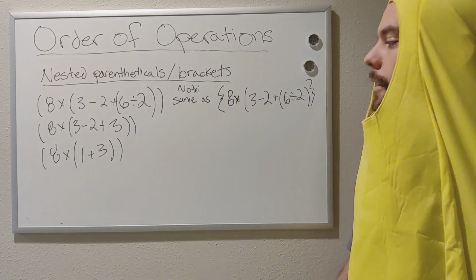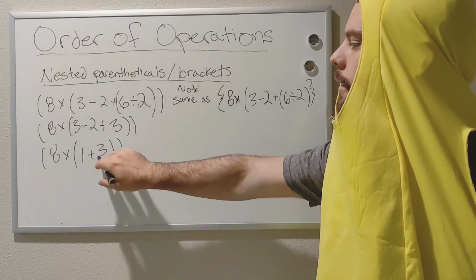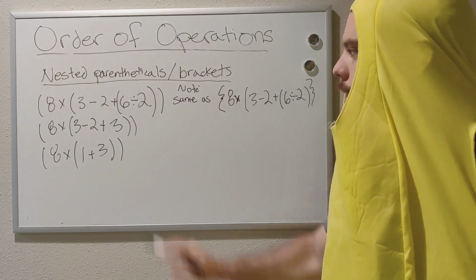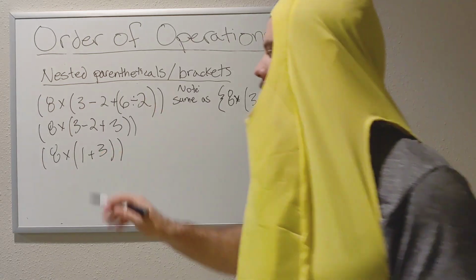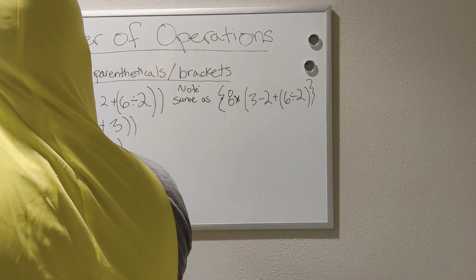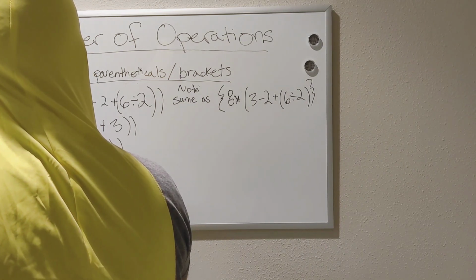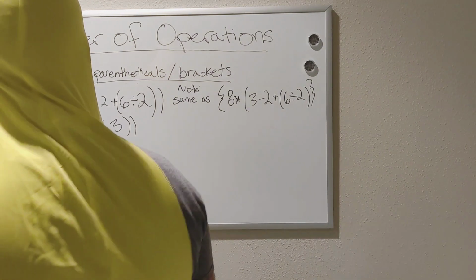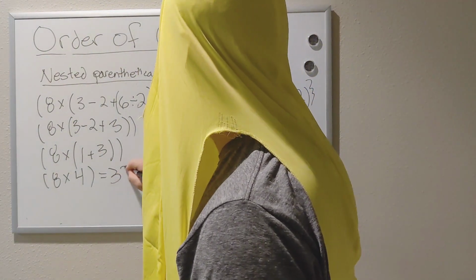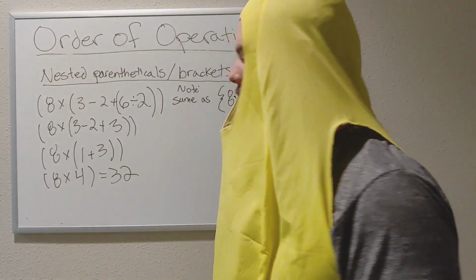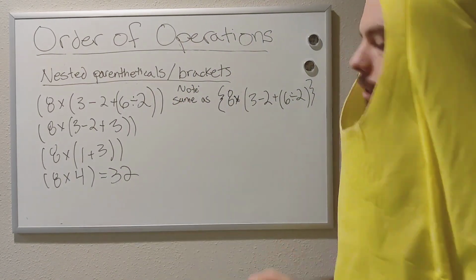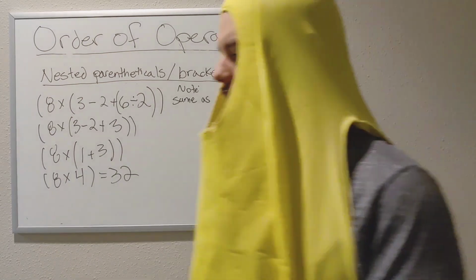Okay, now let's tackle that other innermost parenthetical, this 1 plus 3 here. 1 plus 3 is 4. We get 8 times 4, and 8 times 4 is, of course, 32. So that's all there is to nested parentheticals. Let's move on to another example.